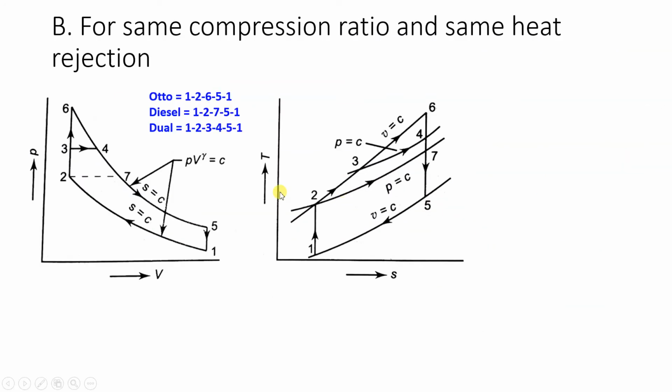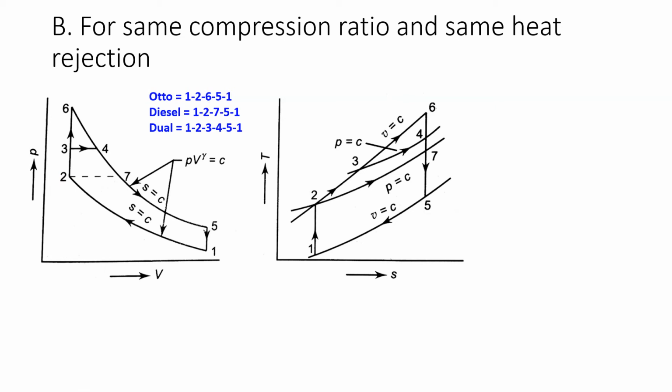Now we will see case number B. In case number B, for same compression ratio. So again in this case we are maintaining same compression ratio, meaning process 1 to 2 will remain same for all the three cycles: Otto cycle, diesel cycle and dual cycle.